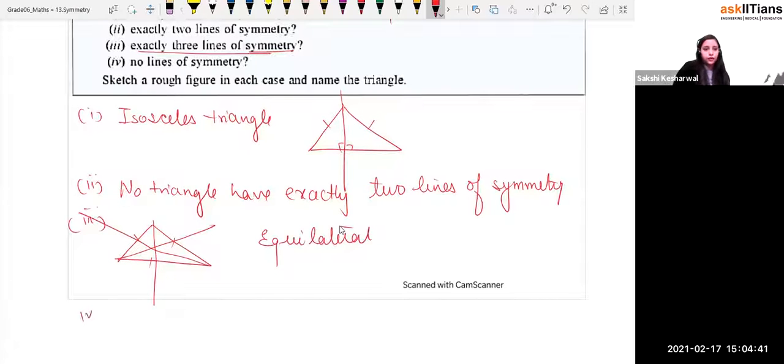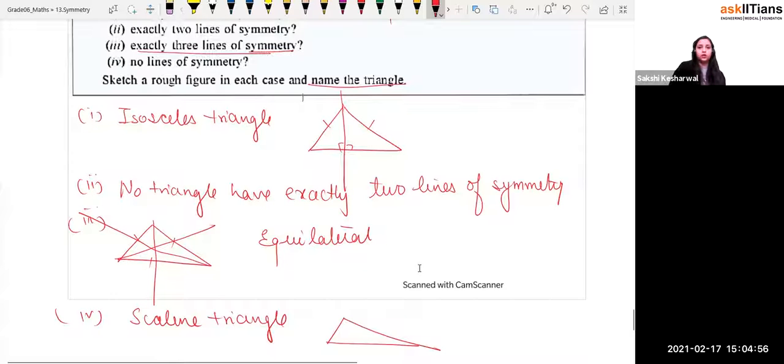Coming to the fourth part, it says no lines of symmetry. So it will be what, beta? A scalene triangle, definitely a scalene triangle, right? So this, like this, and this is a scalene triangle. Sketch a rough figure in each of the cases and name the triangle. So we have done all of the parts. I think you have understood this part.